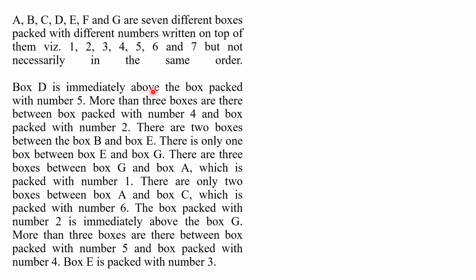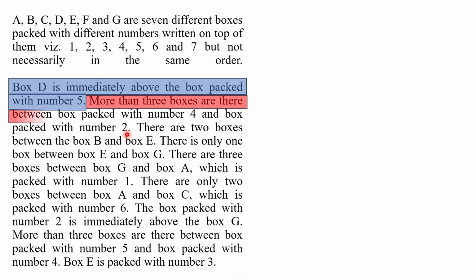Box D is immediately above the box packed with number 5. So students, I am going to highlight this line because this is not the starting clue or the very first clue with which we want to solve this puzzle. Now next it is given more than 3 boxes are there between box packed with number 4 and box packed with number 2. So this is also not the clue with which we want to start this puzzle or the arrangement of this puzzle. So I'm going to highlight this statement also so that we can come here later.